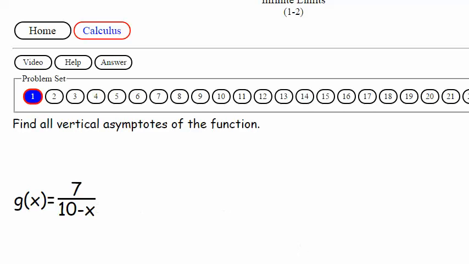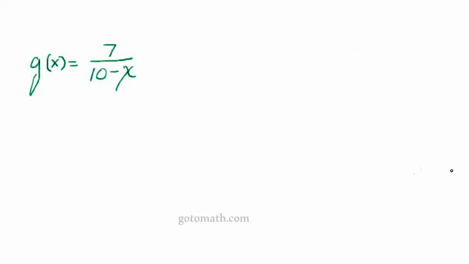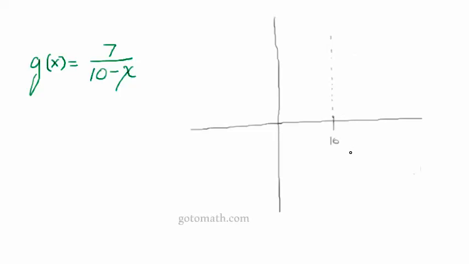Let's try to remember what that is. g of x equals 7 over 10 minus x. And you know what? I think we're going to draw a picture over here, just because we can. I said that the vertical asymptote was 10, so let's put 10 right here. It's not going to cross this imaginary line. Let's see if we can graph this thing.